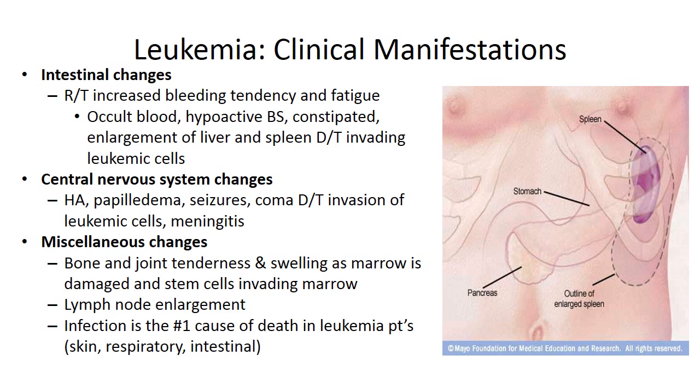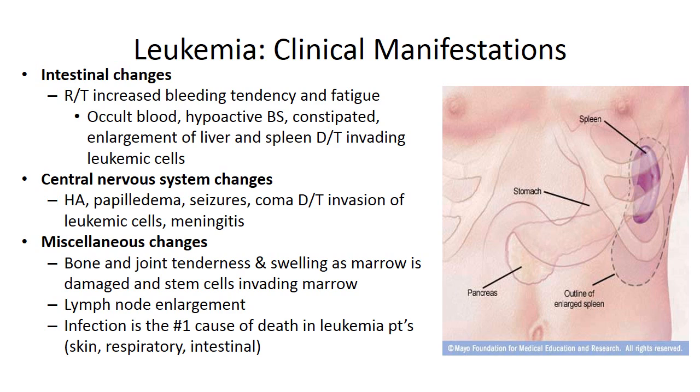Continuing on with the clinical manifestations or signs and symptoms of leukemia patients, intestinal changes may occur, and these can be related to the increased bleeding tendency and fatigue. So you may see these patients have positive hemoccult tests or occult blood in their stool. We may also see hypoactive bowel sounds, constipation, and we did talk about the enlargement of the liver and spleen that can occur. If you look at the picture to the right, we can actually see a normal-sized spleen that is located in that left upper quadrant, underneath the ribs almost, and you can see the outline of how large the spleen can become once it's invaded with leukemic cells.